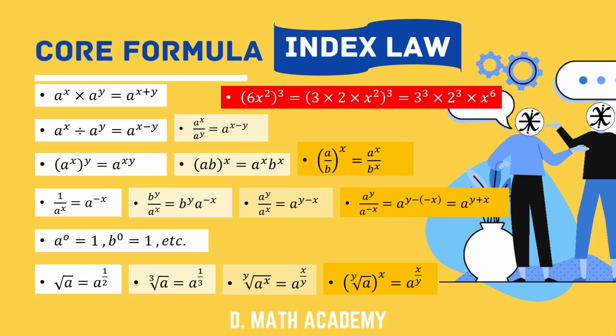So the power of 3, let's say I broke down my 6 into 3 and 2, right? So the power of 3 will then be multiplied into each of them. So my final result from this is actually 3 to the power of 3 times 2 to the power of 3 and x to the power of 6.